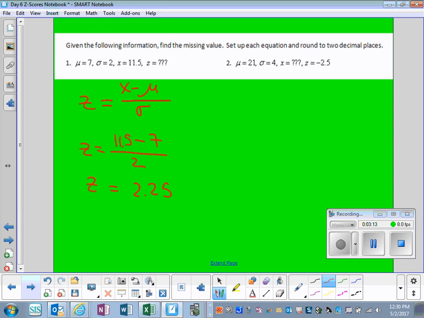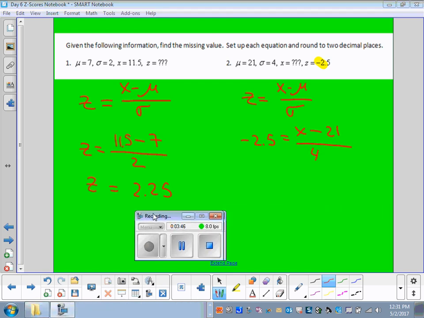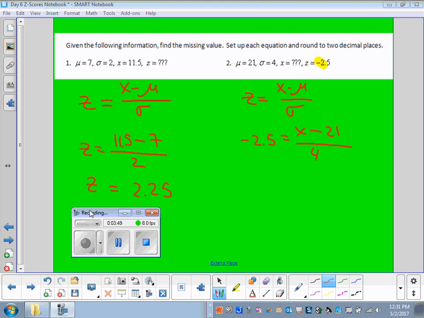Okay, number 2, same formula: z equals x minus mu divided by sigma. Now I have mu, sigma, and z, and I need to find the x value. So I have to substitute all the values that I have into my formula. Here is z, negative 2.5, equals x minus mu, which is 21, divided by sigma, which is 4. I don't know what my x equals, so this is what I need to find.